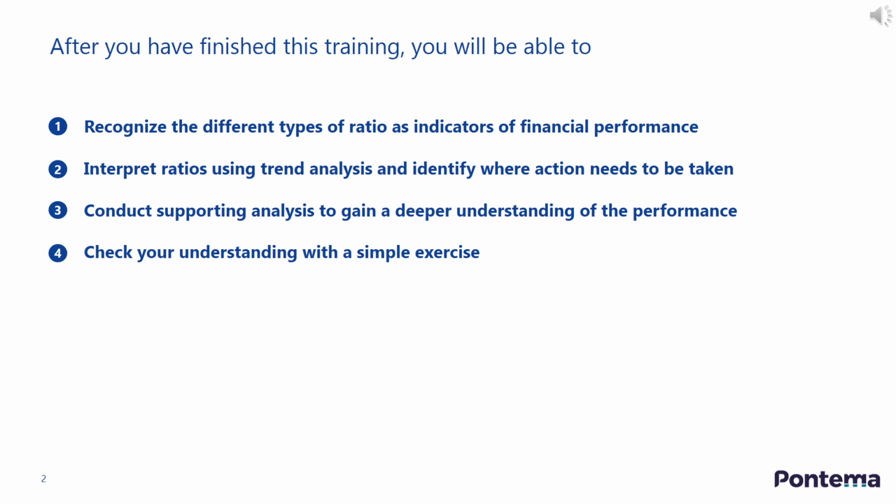After you have finished this lesson, you will be able to, firstly, recognize the different types of ratio as indicators of financial performance. Secondly, interpret ratios using trend analysis and identify where action needs to be taken. Thirdly, conduct supporting analysis to gain a deeper understanding of the performance. And fourthly, check your understanding with a simple exercise.